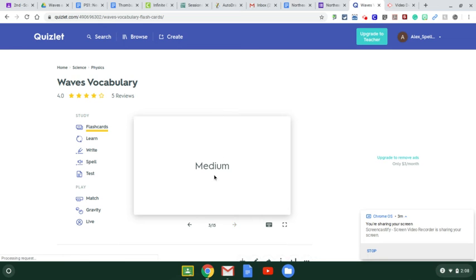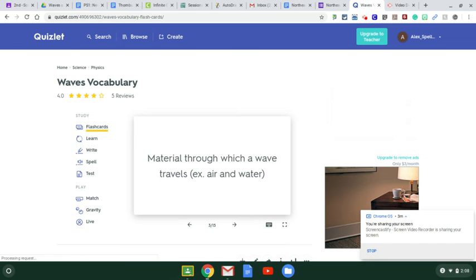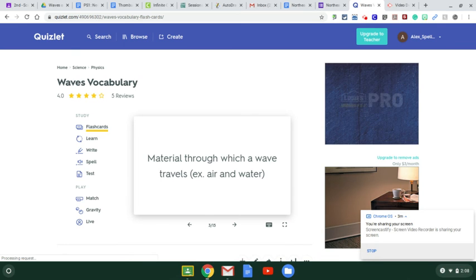So we're also going to talk about what a medium is. And a medium is going to be a material through which a wave can travel. So example, air, water. If I am speaking or singing and you are able to hear me with your ears, then my sound waves are actually traveling through the air. And we can diagram this by showing that.